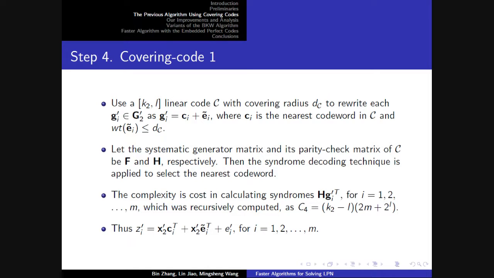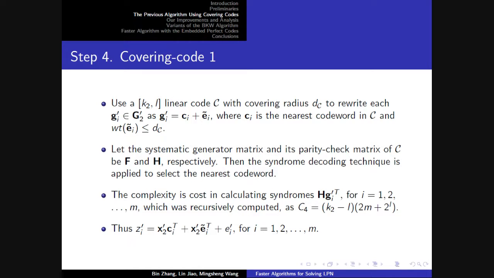And the key step is using a covering code. They select some [k2, l] linear code C with covering radius dC to rewrite each column in G2' as a codeword plus some noise variable. Let the systematic generator matrix and its parity check matrix of C be F and H respectively. Then the syndrome decoding technique is applied to select the nearest codeword. The complexity is caused in calculating syndromes, and the complexity was recursively computed as here.